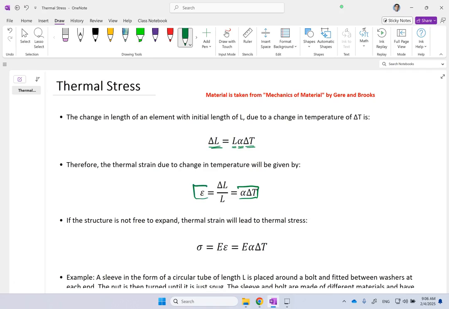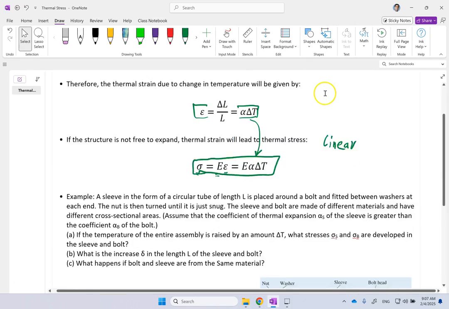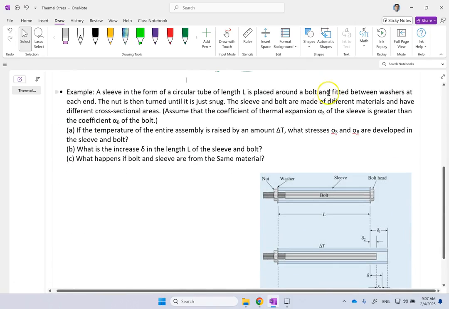And now, if the material cannot move, then there will be stress, and it works, of course, in the linear region. So here we assume it works in the linear region. So normal stress is E times normal strain, and we replace that here. So the stress induced in the material is going to be alpha E delta T. Now it looks very simple and very easy, but when we solve problems, they might not always be that easy.